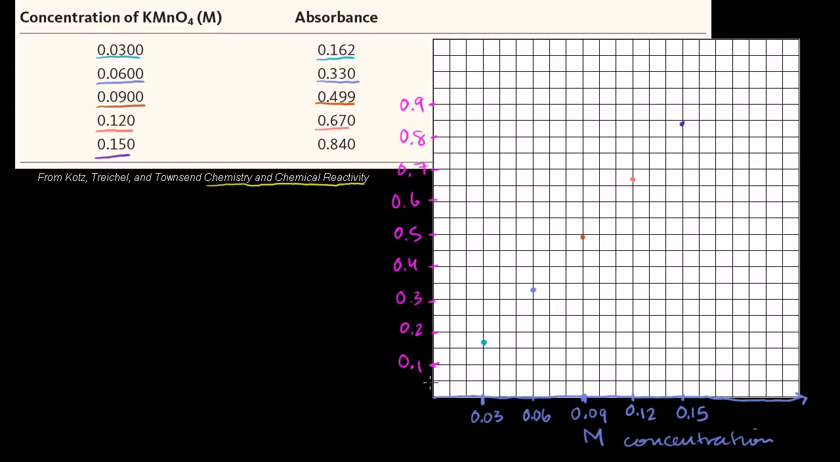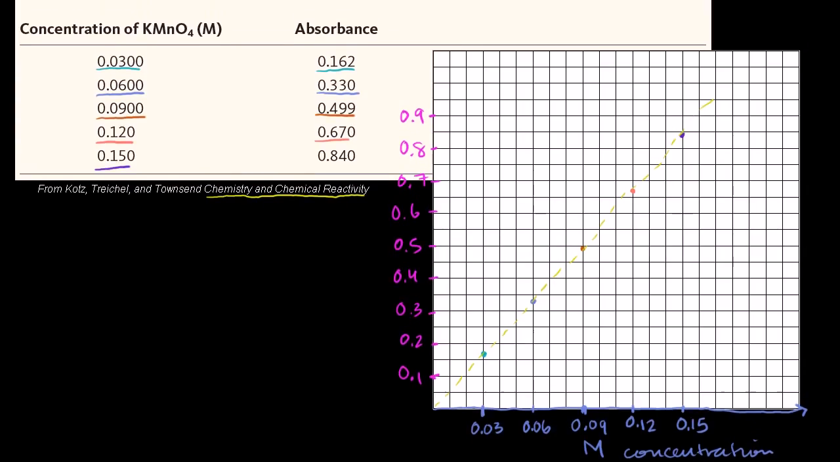Let me draw the line. I don't have a line tool here, so I'm just going to try to freehand it. I'll draw a dotted line. Dotted lines are a little bit easier to adjust, doing it in this light green color. But I think you see this linear relationship. This is the Beer-Lambert law in effect.